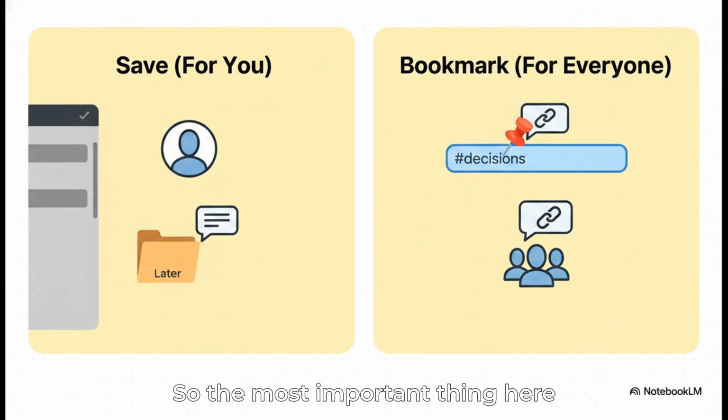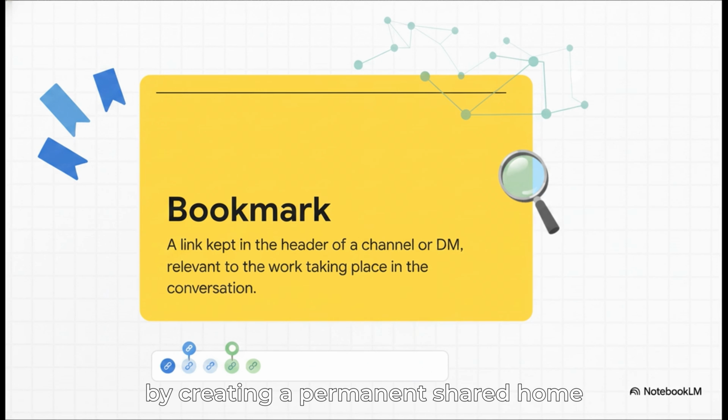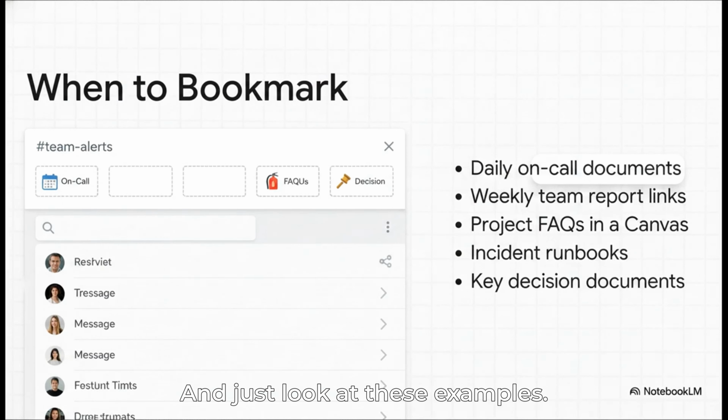So, the most important thing here is knowing the difference between saving and bookmarking. The easiest way to think about it is this. Saving is like a personal sticky note just for you. It goes into your private later view. But bookmarking, that's like putting a permanent signpost on a shared map for the whole team. And here's the official word on it. Bookmarks live right there in the channel header, visible to everybody. They basically turn a potentially chaotic channel into an organized workspace by creating a permanent, shared home for the most important stuff.